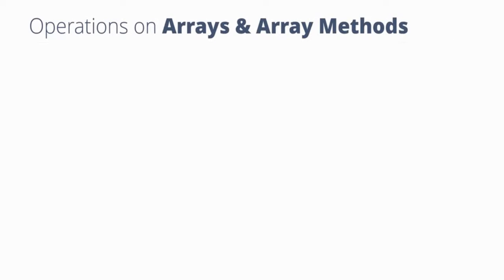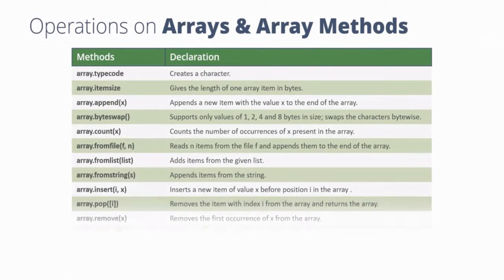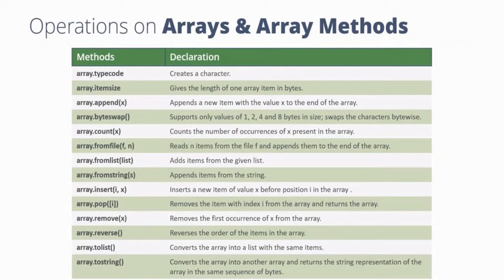An array also provides certain methods that belong to an object of a class in Python. Like strings, array methods are also useful for taking arguments and returning values. The table shown here provides some of the array methods used in Python.